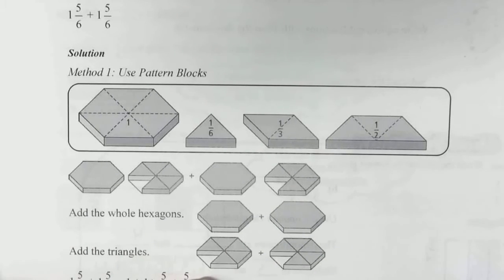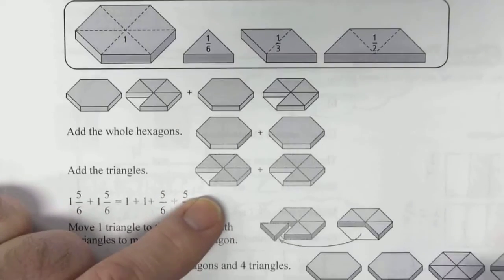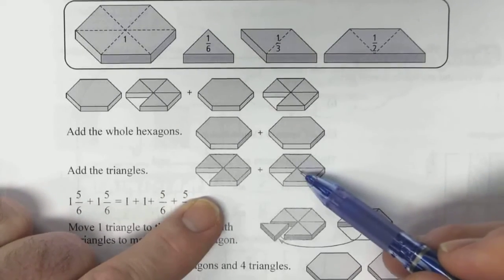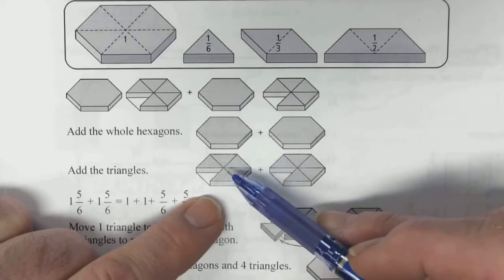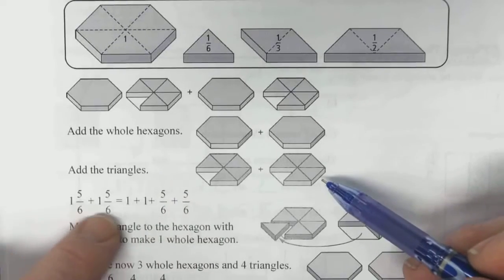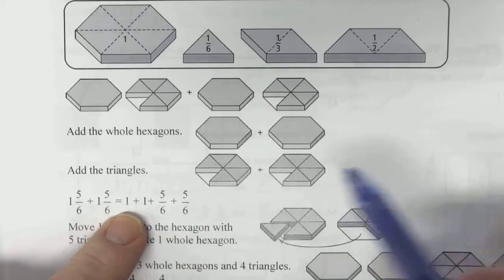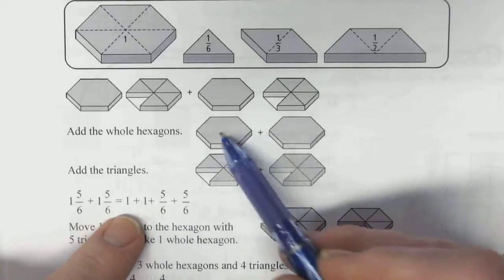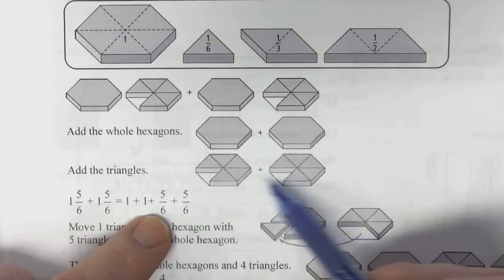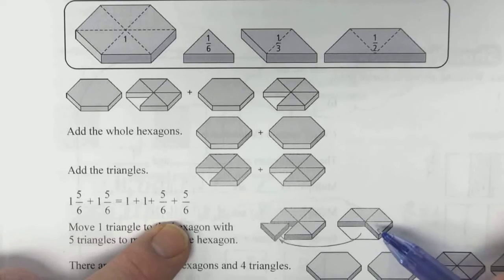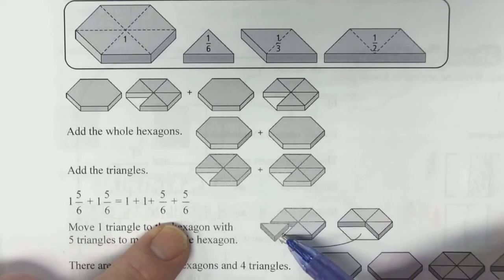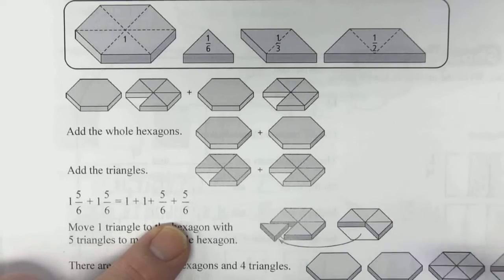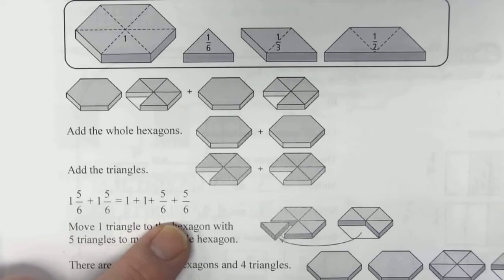And then you can add the triangles. So we've got 5 here and 5 here. If we take 1 from here and put it into this slot here, that creates another whole unit. So that's, numerically speaking, we've got the two wholes that we already put together, and then we're adding the 5/6 and the 5/6 together. So we've moved one triangle from this piece here over to fill in the gap that's missing there to create this third whole one, and then it leaves 4 left here.